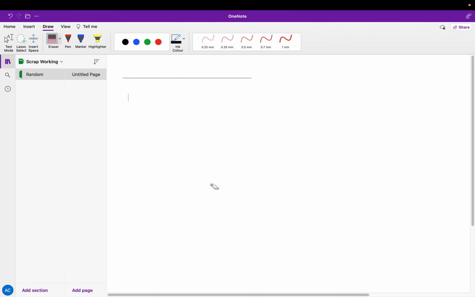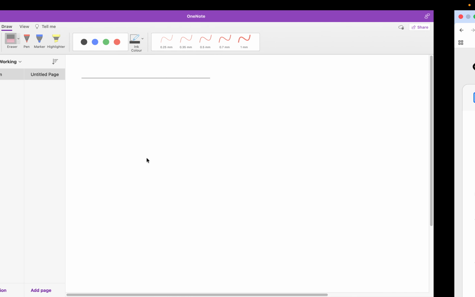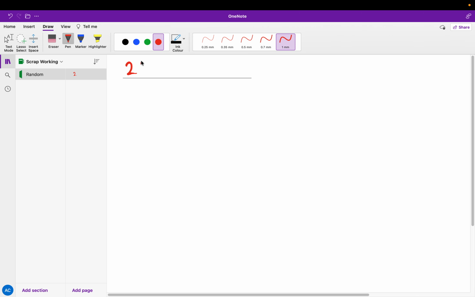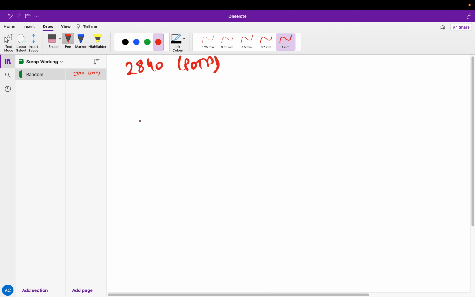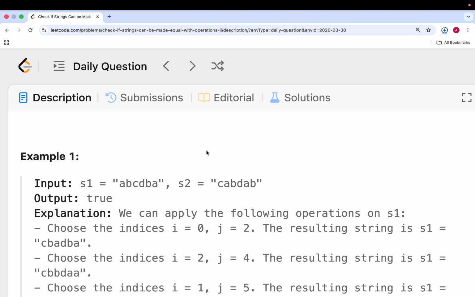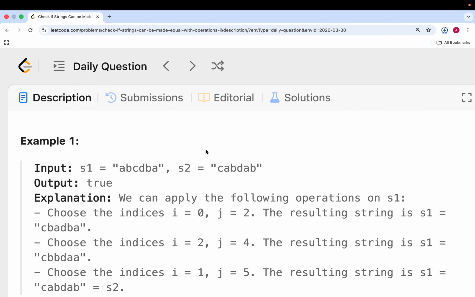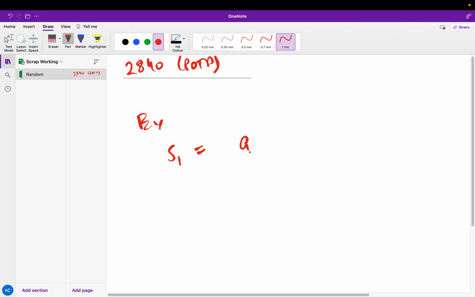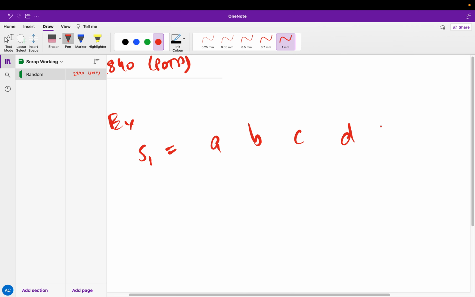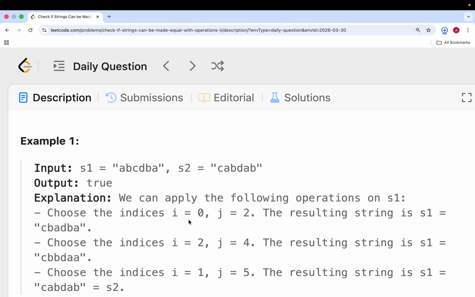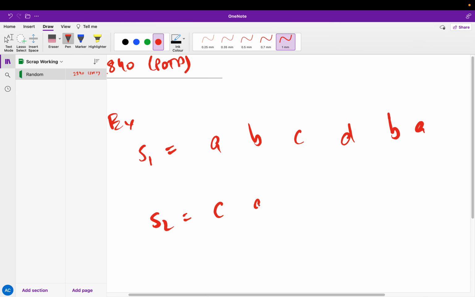Okay. So what is this? 2840 POTD. So if I take this example, S1 being ABCDBA, versus S2, the target, which is CABDAB, very good.